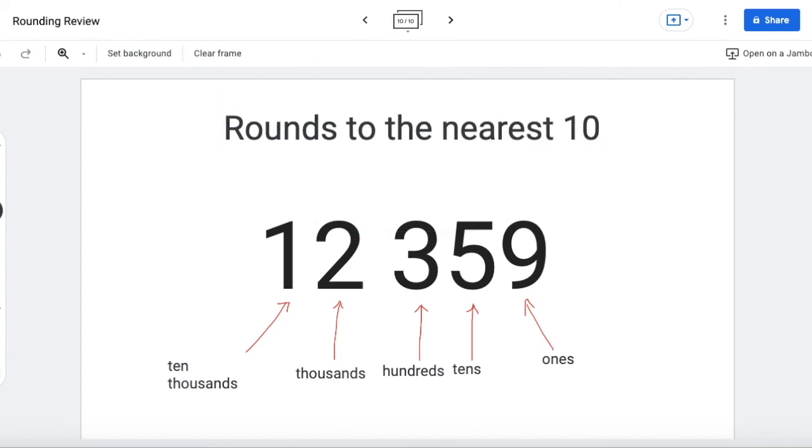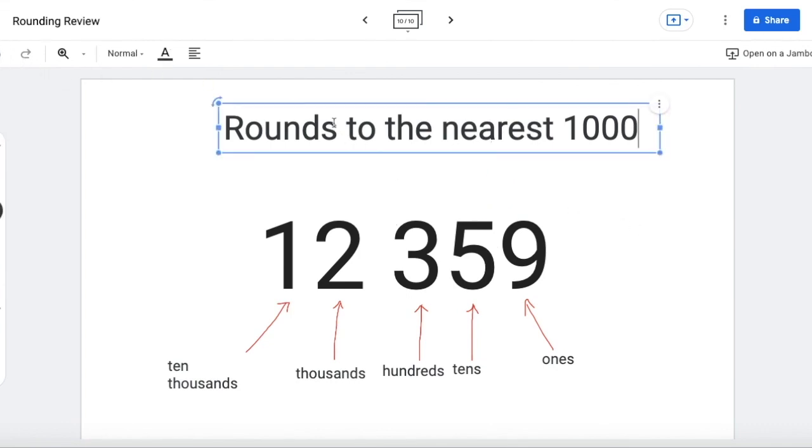That means that these first three place values, the highest place values, 12,300, aren't going to change. These numbers are going to stay the same. The only numbers we're concerned about are the tens and the ones. If we look here, 59, well, 9 is closest to 10, so we'll round up, and this 59 will become 60.